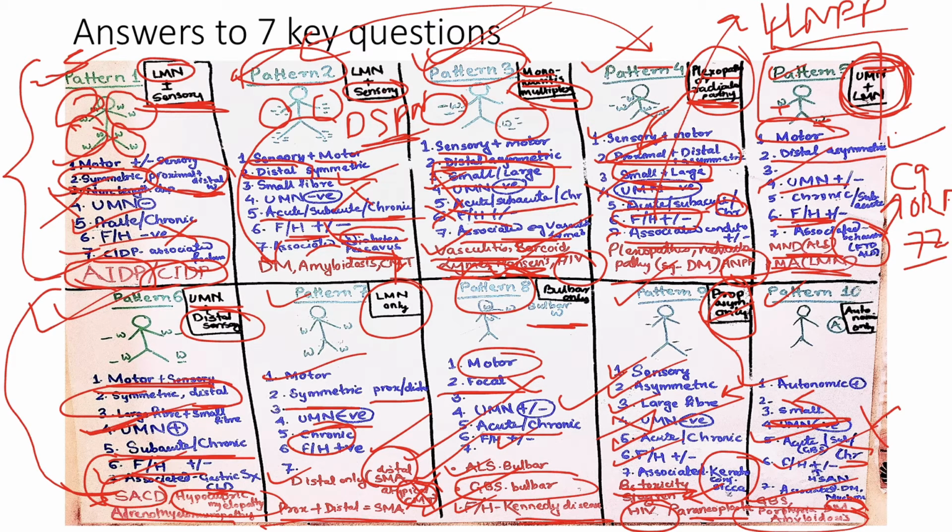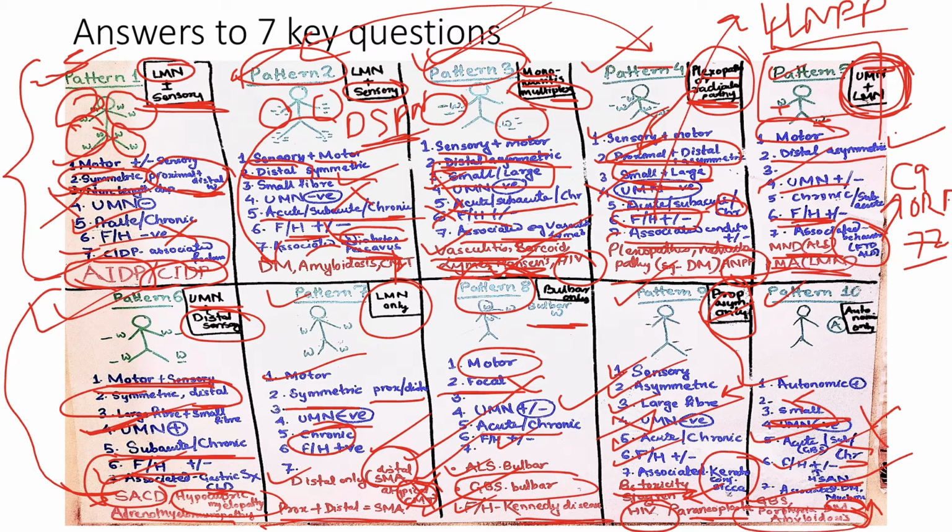Family history will be positive in patients of HSAN, that is hereditary sensory autonomic neuropathies. And associated conditions, obviously you'll get diabetes, or in case of amyloidosis, look for myeloma, M protein. Because myeloma is definitely the most common cause of primary amyloidosis.